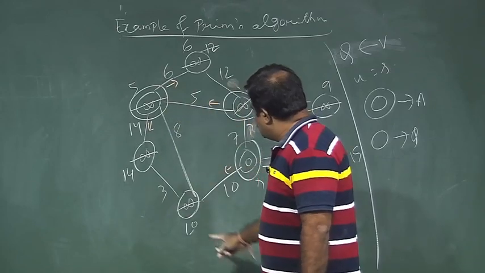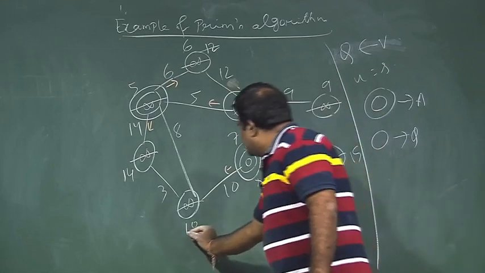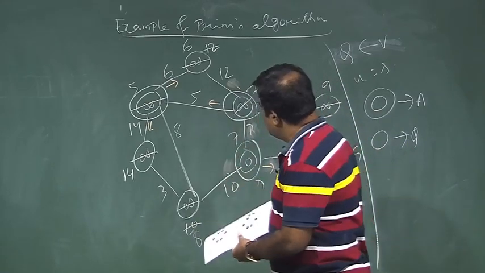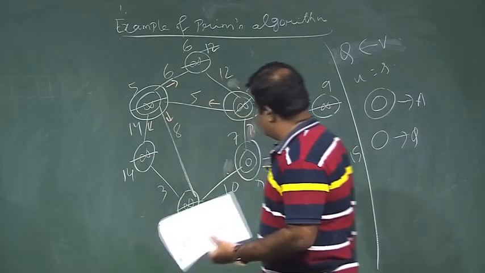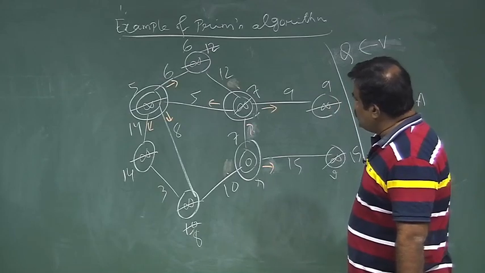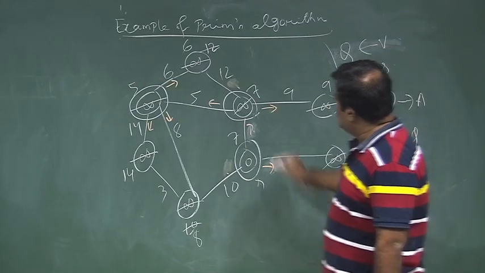Now this one is 10. This will be now 8. 8 is better than 10. Now this was earlier responsible. Now this is now responsible. Okay. So now this is the situation. Now who is the next minimum? Next minimum is basically 6.